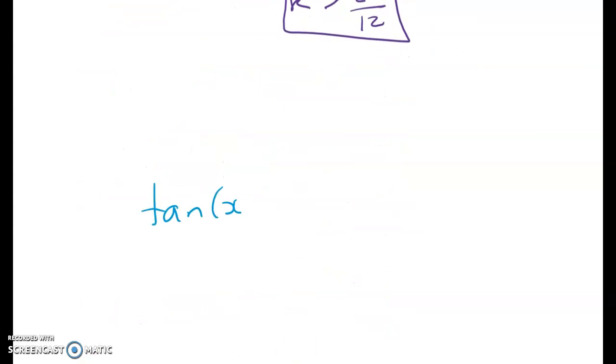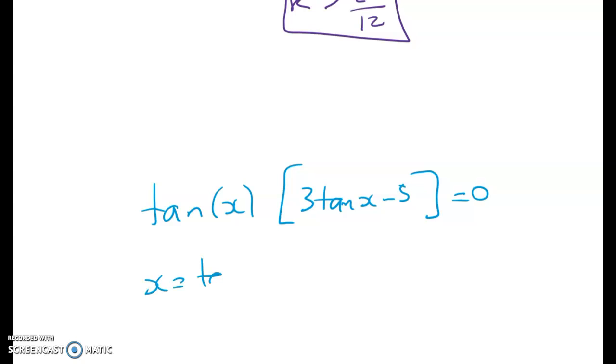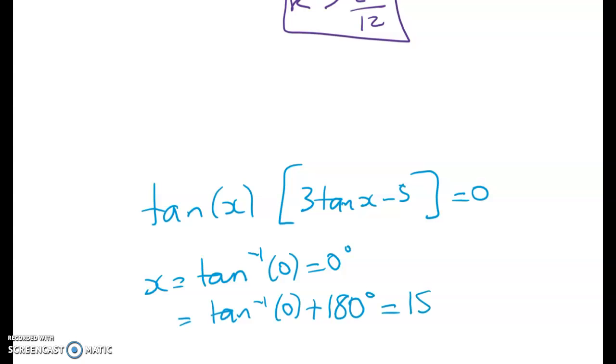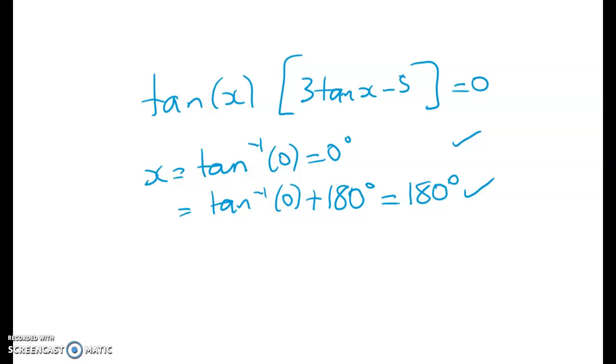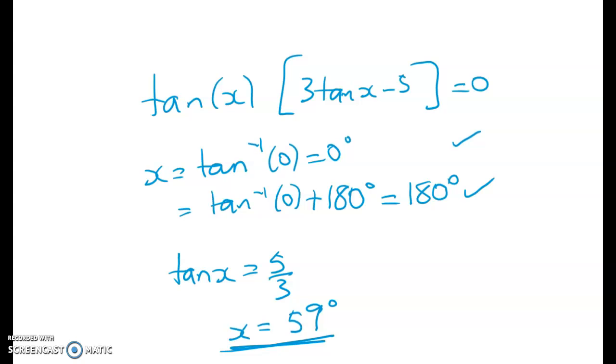Okay, so that's how we're going to generate 3 solutions. So let's solve it now and get those solutions. So x is equal to tan inverse of 0, which is 0 degrees, and x is equal to tan inverse of 0 plus 180 degrees, which is still in my domain, right? So there are 2, and then the last one comes from tan x is equal to 5/3, so x works out to be 59 point something degrees. Okay, so that's how we get our 3 solutions.